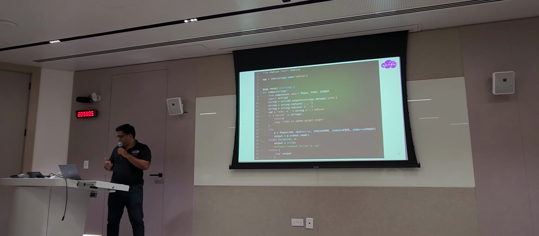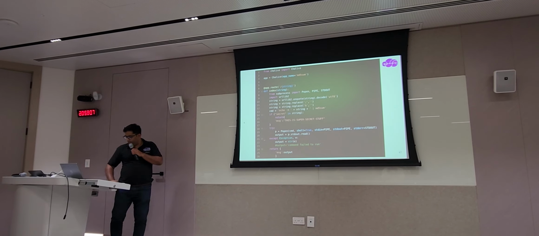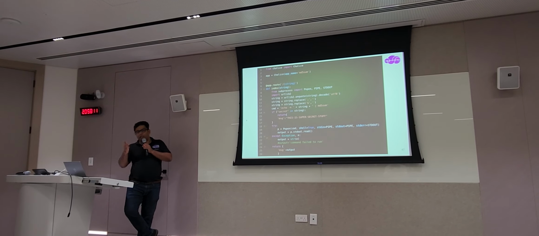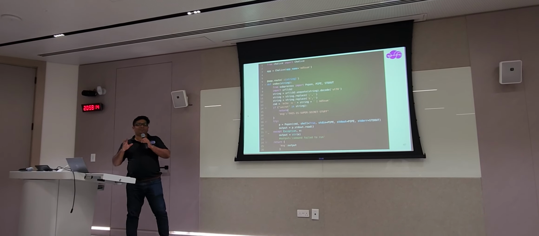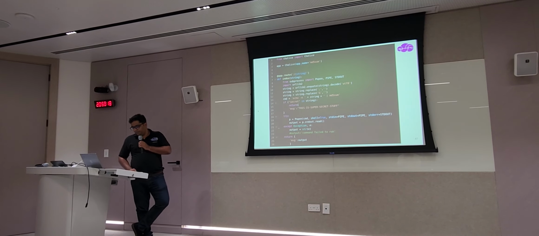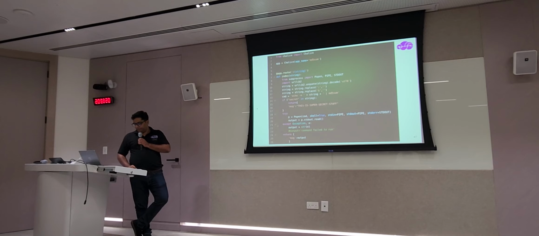Tell me the line number. 19. Okay. But there are multiple bugs in the code. The one that would possibly allow you to do an RCE is on 13. Look at line 13 carefully.